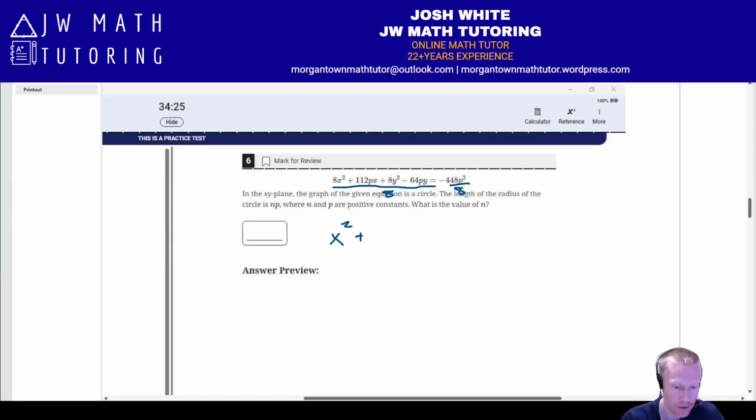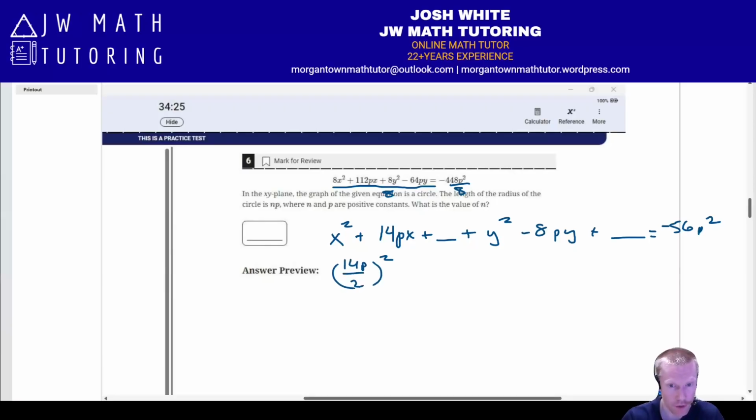You do that, you're going to get x squared plus 14px, and I'm going to leave a blank, plus y squared minus 8py, and again a blank. And on the right side, it turns into negative 56p squared. All right, so now we complete the square. We take 14p, take half of that, and then square it. But the 14 divided by 2 just becomes 7. 7p squared is 49p squared.